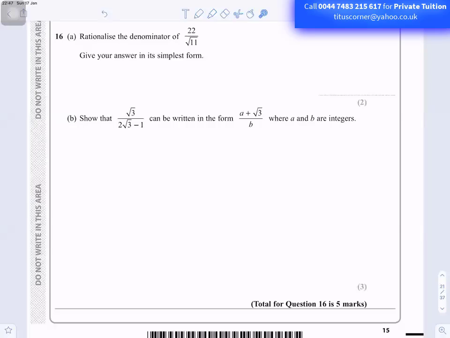Question number 16. Rationalize the denominator of 22 divided by the square root of 11. Give your answer in its simplest form.